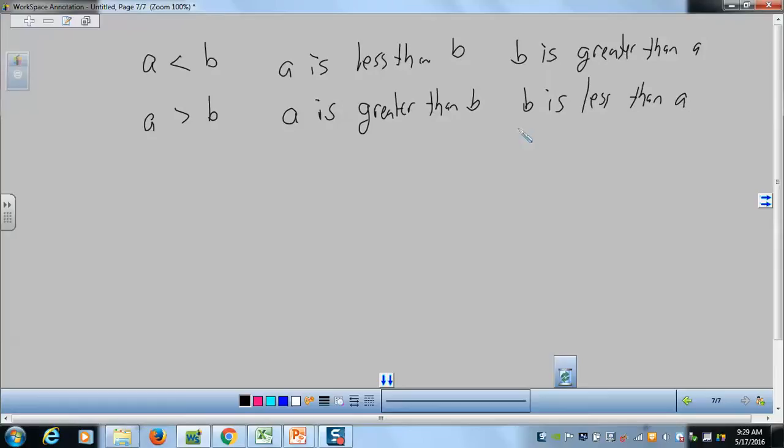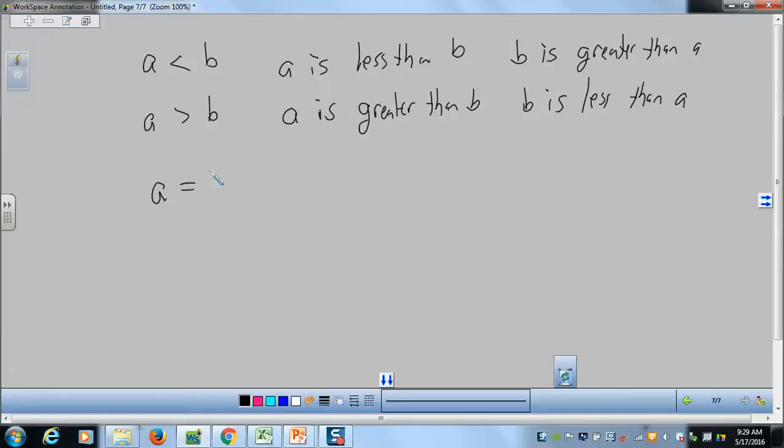All right, so typically we read from left to right like normal, but if you read it from right to left, just know it's going to change the relationship in the opposite way. So I can read this as A is less than B, or B is greater than A. They mean the same thing, but how you would say them is a little bit different.